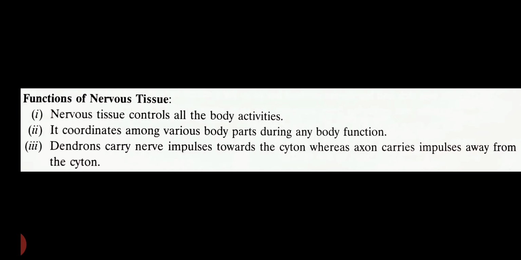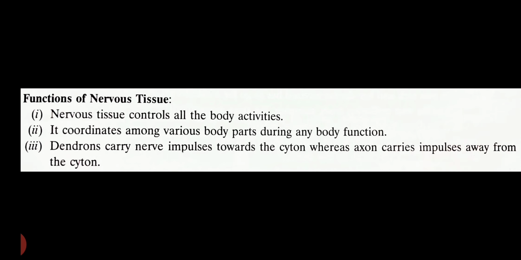Now its main function is, nerve tissue controls all the body activities, that means whatever we are doing is controlled by the nervous system or nervous tissue. It coordinates among various body parts during any body function. That means whenever we are doing anything, whatever we want to do, it is controlled by our neurons, or it is coordinating between our nervous system and the organs.